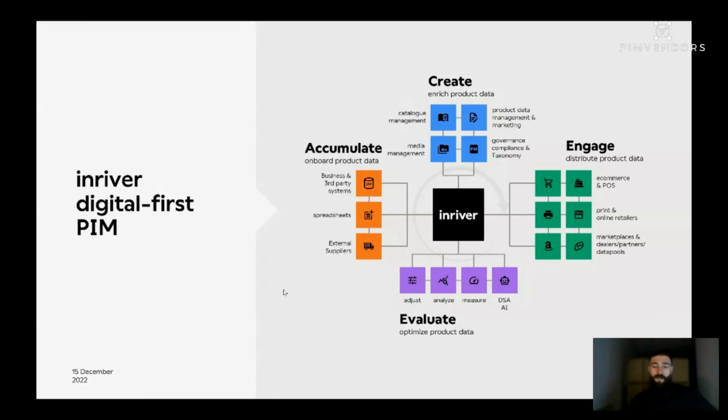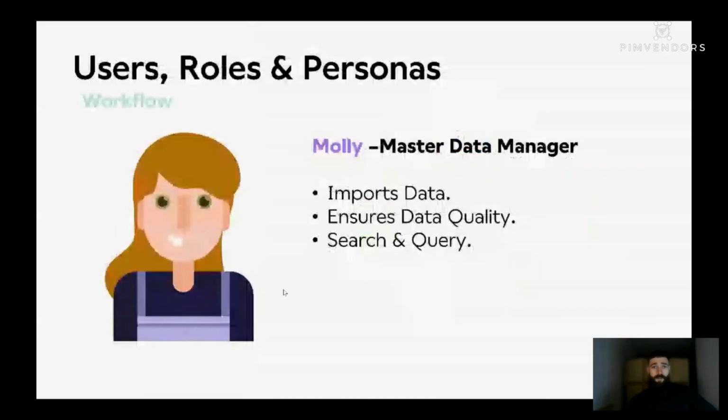So just before I go into the solution, I'd like to highlight a couple of different roles who we will see throughout the demonstration. So first of all, we're going to see Molly. Molly is a master data manager. And here I've just highlighted a few things which are important in Molly's role, such as importing data, generally ensuring data quality, so making sure the products and other entities within inriver are classified and correctly enriched, and also being able to perform search queries and create work areas to improve workflow processes.